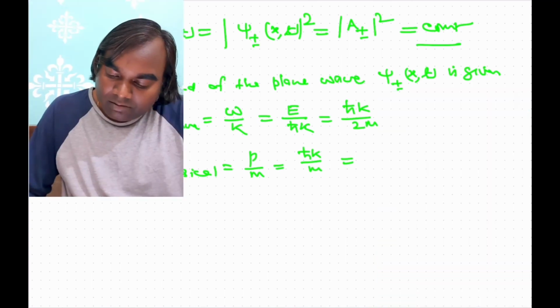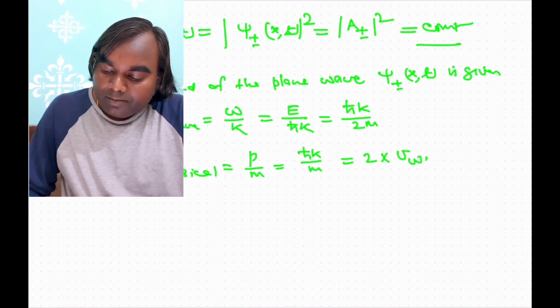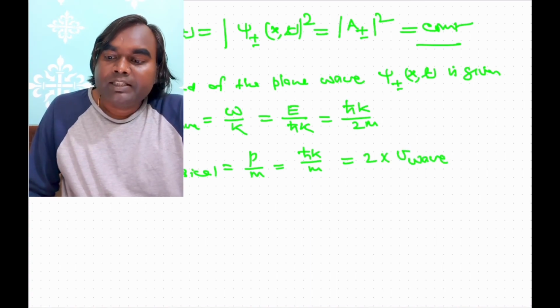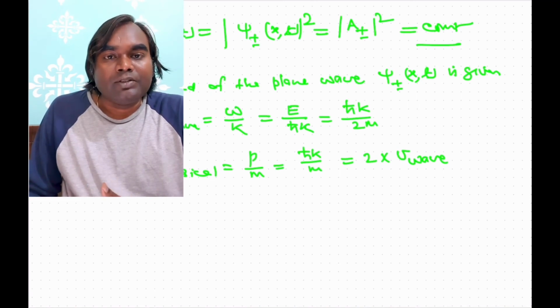They are not equal. That means v classical is equal to 2 times the velocity of the wave. This means that the particle travels twice as fast as the wave that represents it. So it is not possible. So this is the subtlety in the case of the free particle.